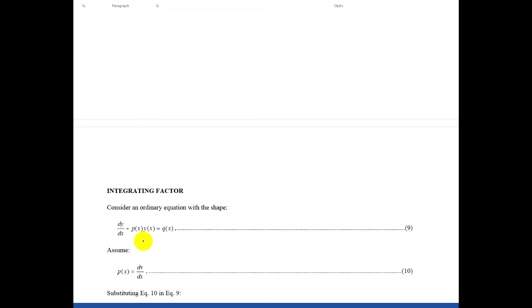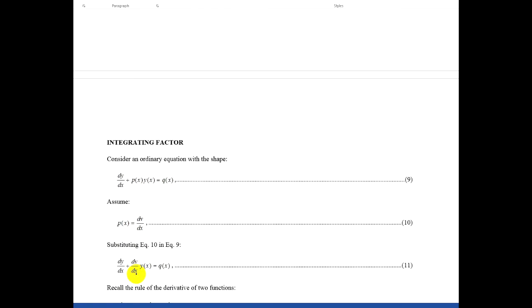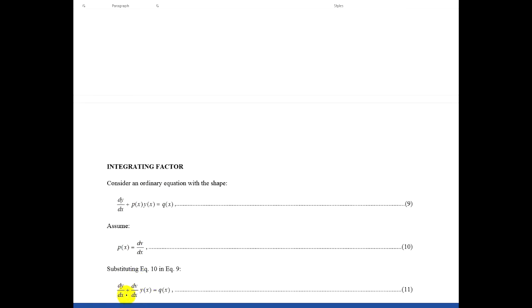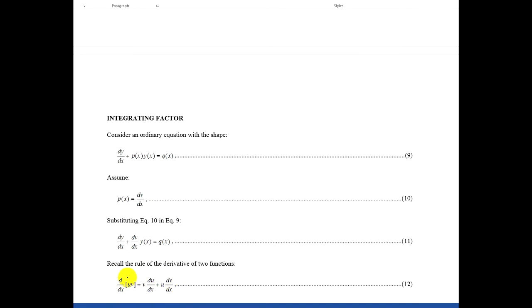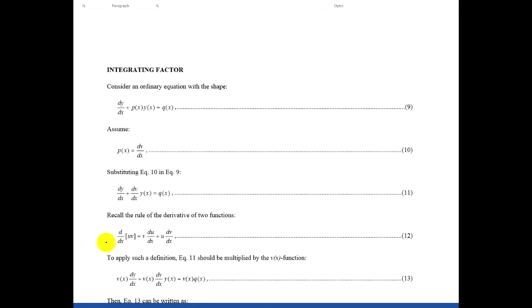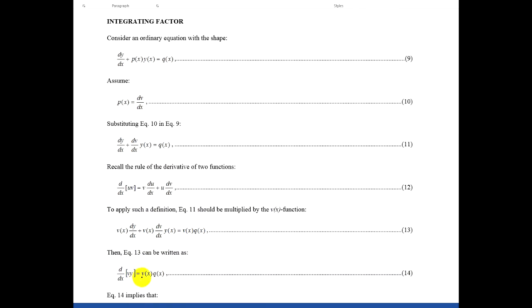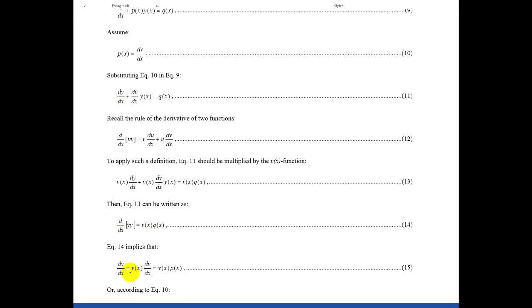So if we substitute equation 10 in 9, we have this. This is pretty similar to the product rule of the derivative. If you remember, it is given in this shape, right? Something would be missing here. So to do so, we are going to multiply the whole equation by the function v. Since we have done this already, we can express this in the shape of the rule of the derivative of a product. However, this implies that the derivative of v is going to be equal to v times the derivative of v of x.